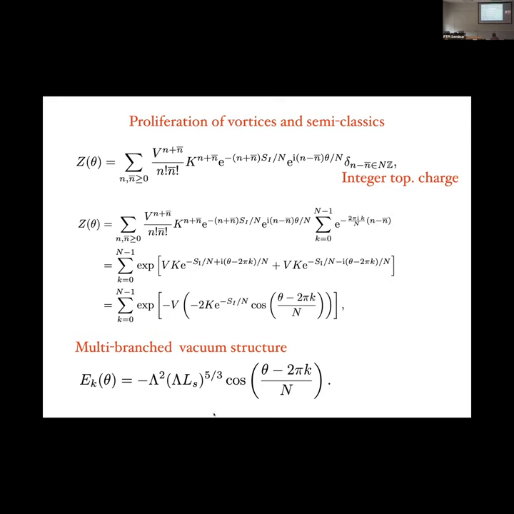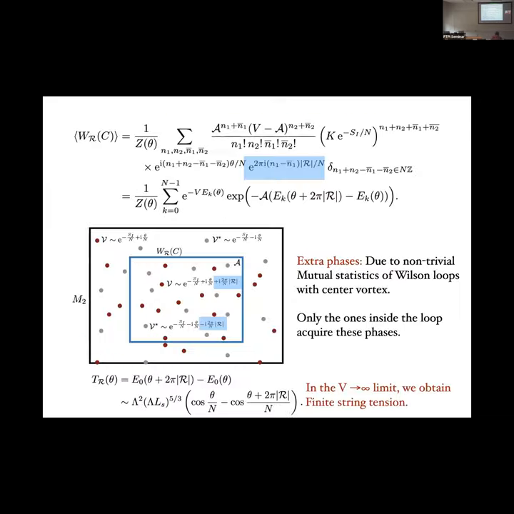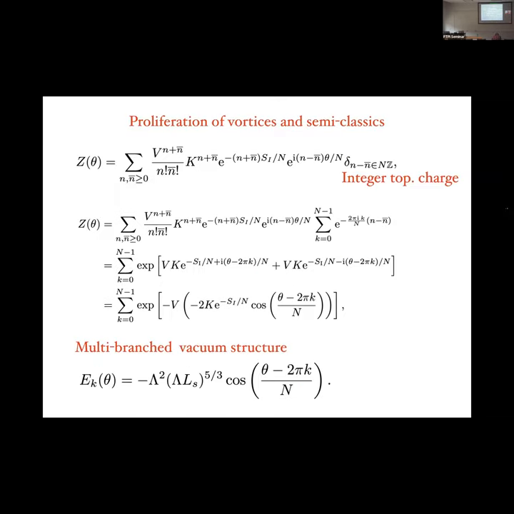Okay. The ground states, maybe I have a slide here. Oh no, for the ground state, I have to take the minimum over k here. These are the multi-branch vacuum structure of the angle. For example, in the interval from minus pi to pi, k equals zero is the ground state. But if you are in the pi to three pi interval, k equals one is the ground state. I see. And the others are sometimes called the N metastable vacua or something like that.